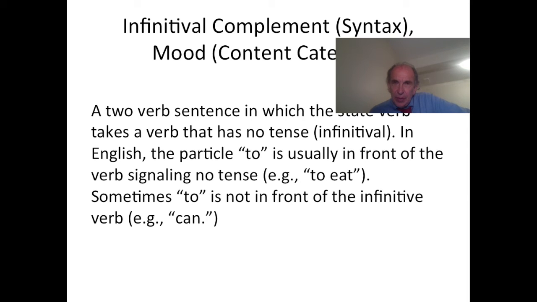Now, I'm going to take a step back from what I just said and think a little bit about this, the subject-verb complement relationship. In the earliest type of two-verb sentence that appears in children's language developmentally, and that is the content category we identified already, I think, last week, but we'll review today as mood.